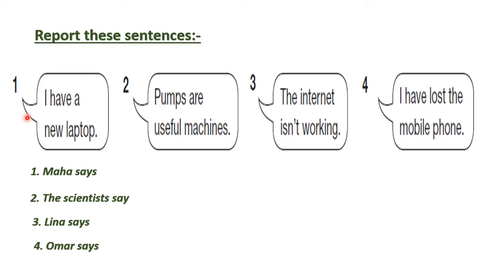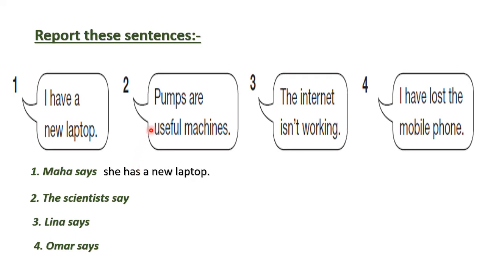Okay, number 1. I have a new laptop. The speaker here is Maha. Maha says she has a new laptop. Good. Notice that we changed the pronoun I to she and the verb have to has.